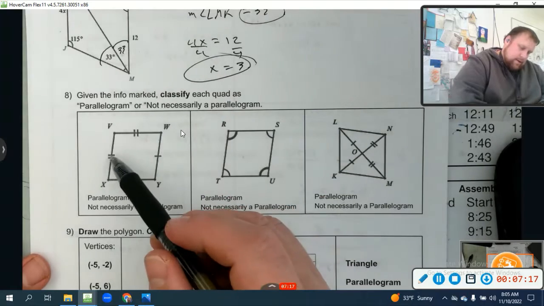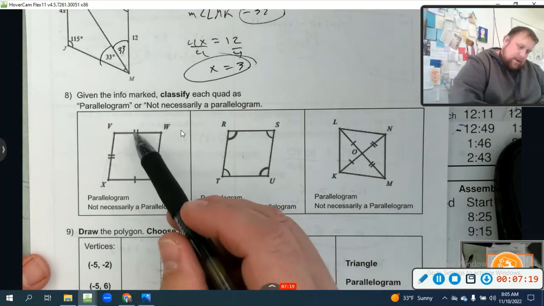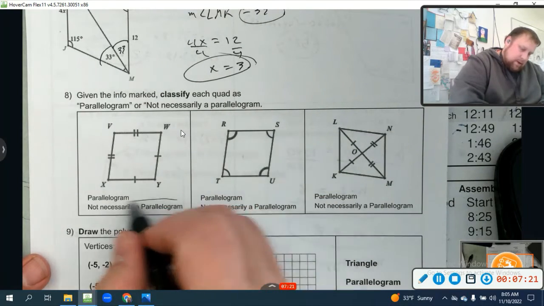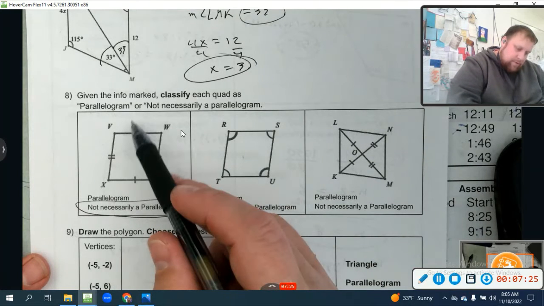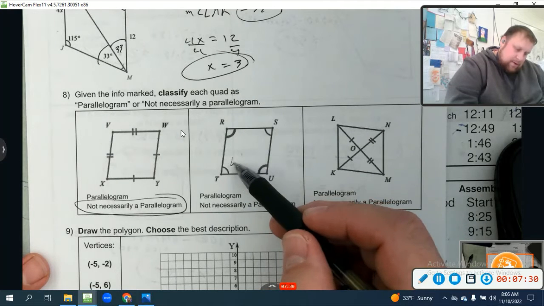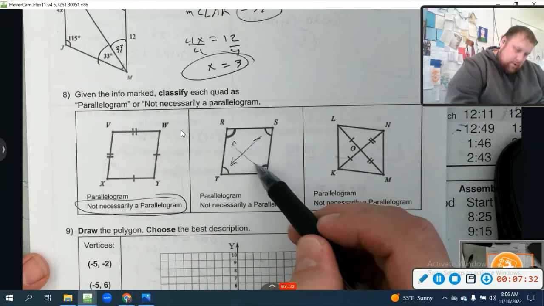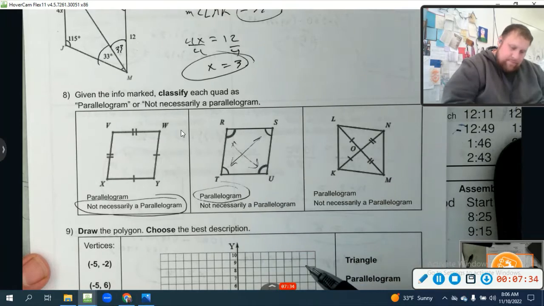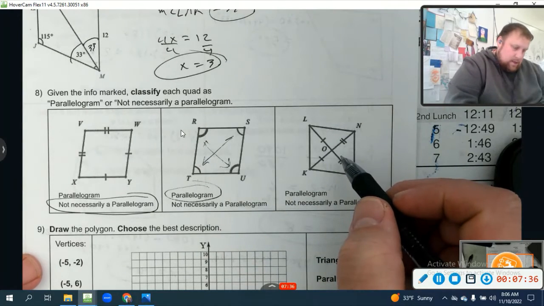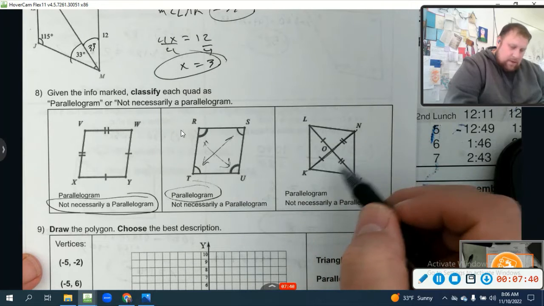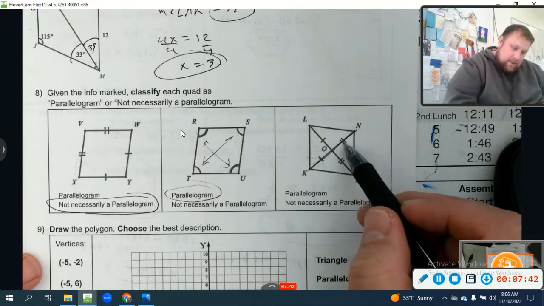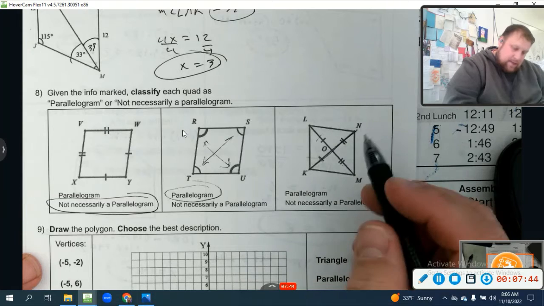Opposite sides have to be congruent to be a parallelogram, so this is not necessarily a parallelogram, because we don't know if these are congruent. If they're the same, then you have opposite angles in a parallelogram that are congruent. To be a parallelogram, this side has to equal this side, and this side would have to equal that side, and we don't know that, so this is not necessarily a parallelogram.